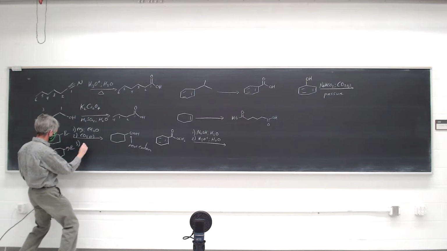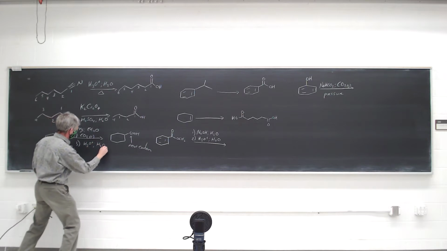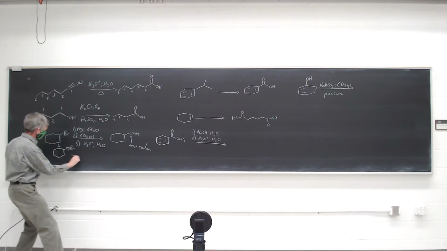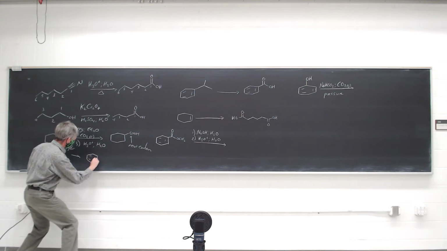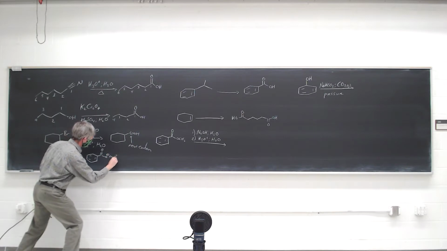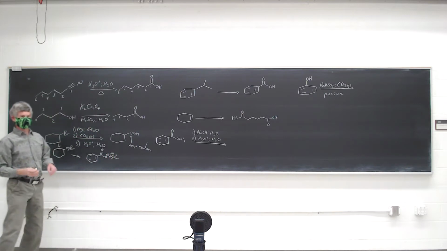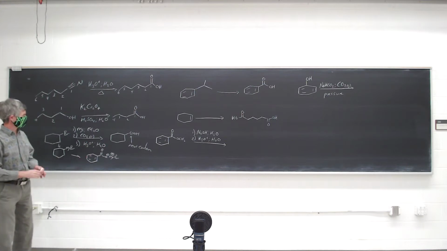And then we will work that up with aqueous acid. The product after the CO2 solid step is the magnesium salt of the carboxylic acid, carboxylate salt. So we need the aqueous acid workup to get the carboxylic acid.